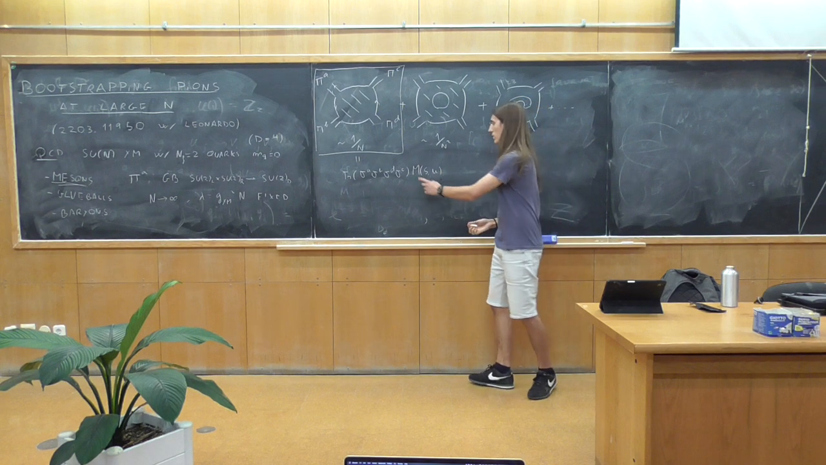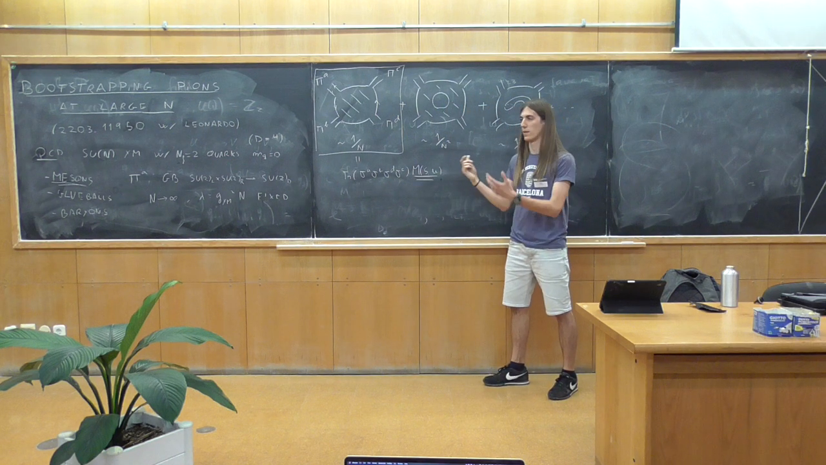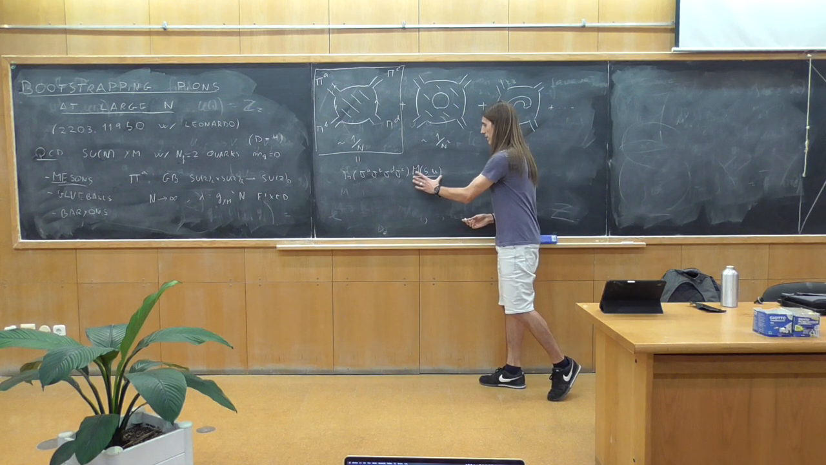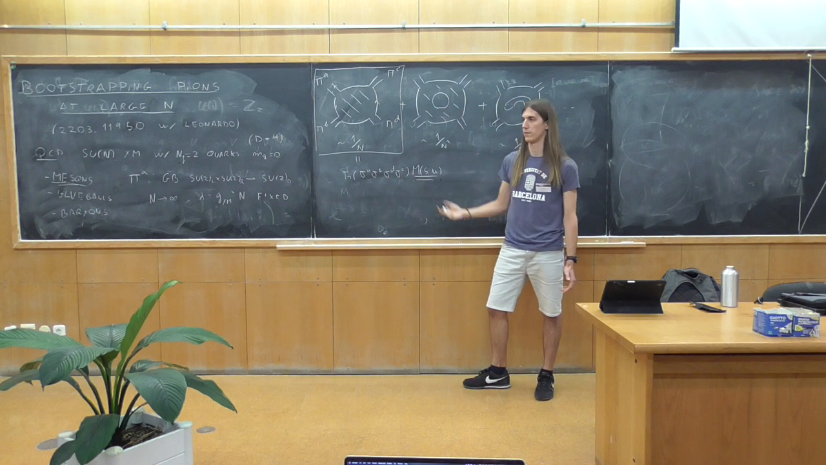times a simpler amplitude, and that basically corresponds to the scattering of identical particles. Okay? So this is a simpler amplitude, this amplitude that in the language of string theory could be something like the Veneziano amplitude. And that's what we will study. Okay? And these are what in string theory are known as Chan-Paton factors.